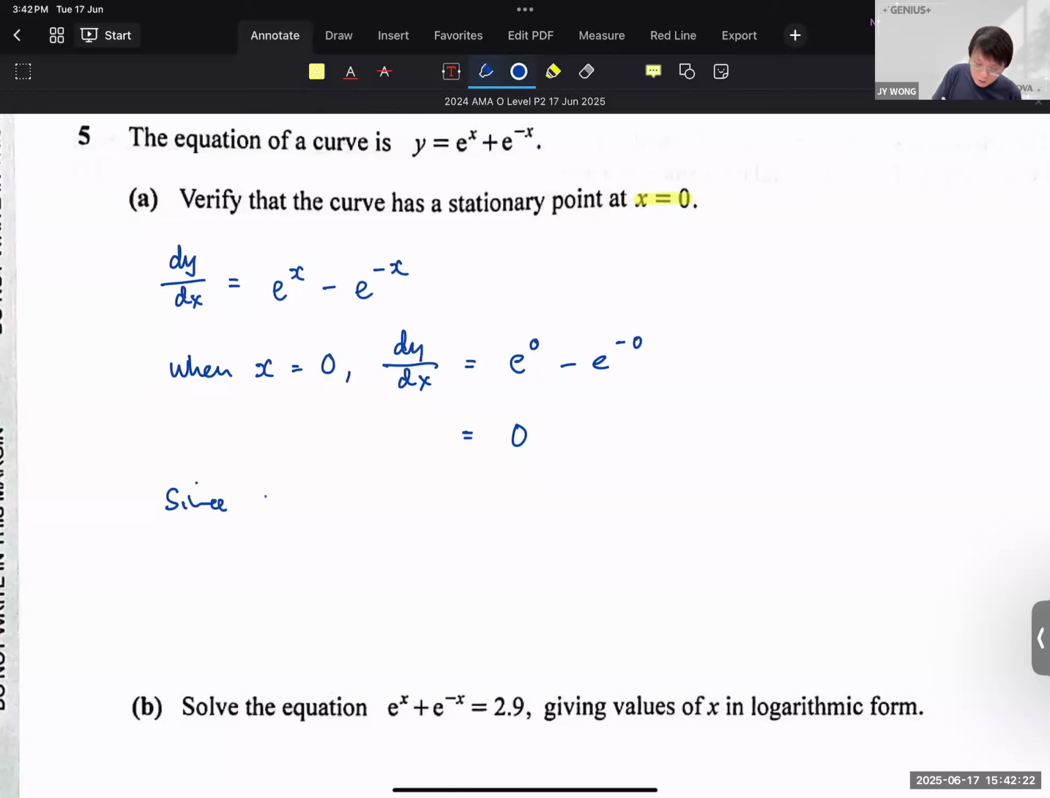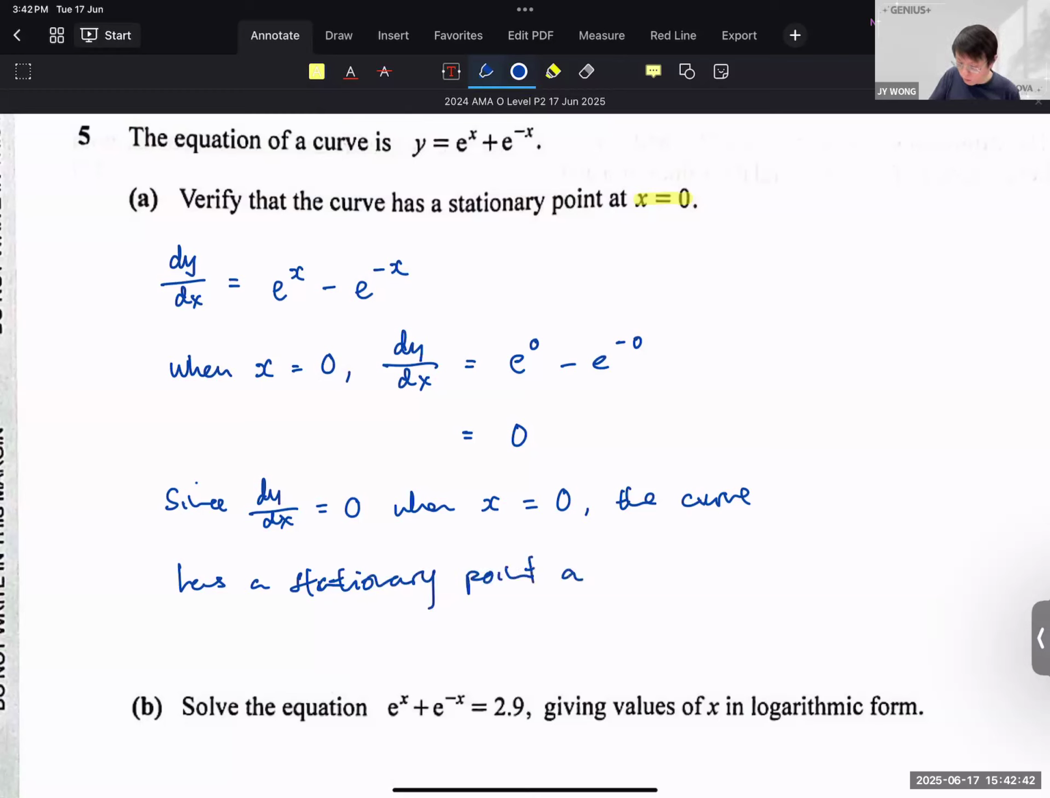Since dy dx equals 0 when x equals 0, the curve has a stationary point at x equals 0, shown.